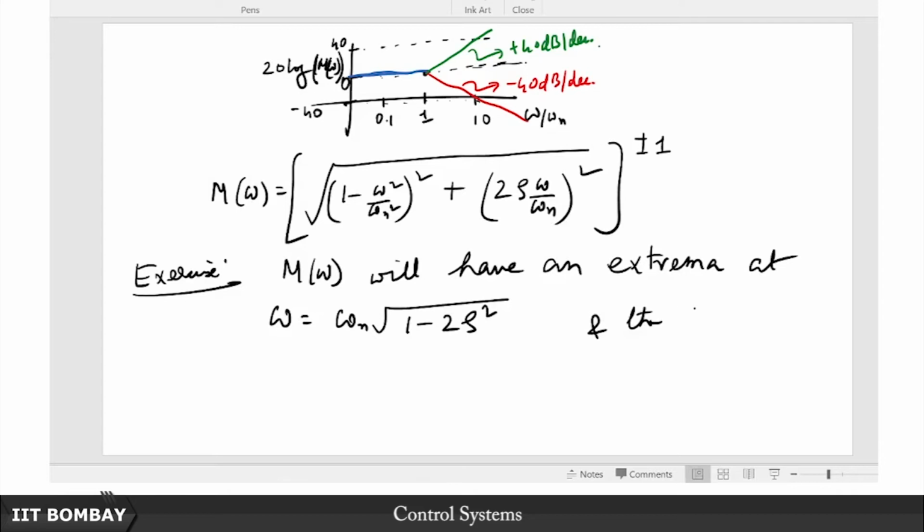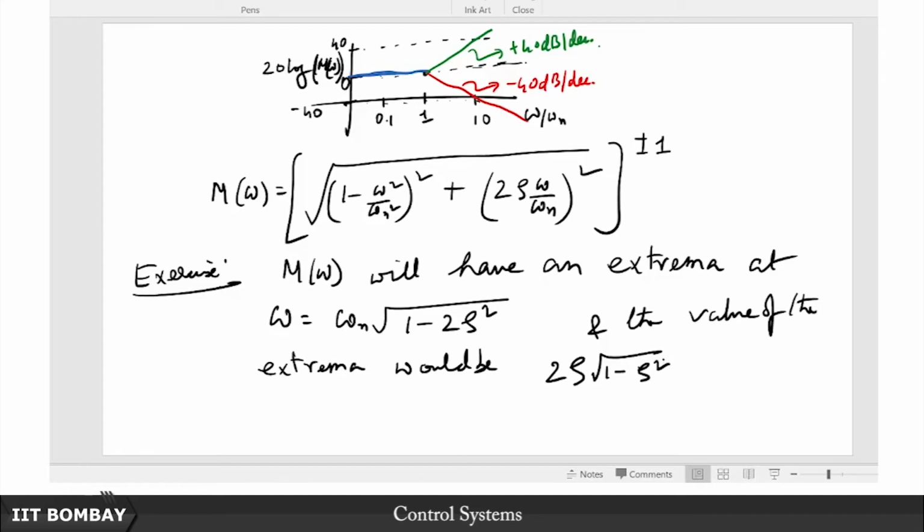and the value of the extrema would be 2 zeta times the square root of 1 minus zeta squared, to the power plus minus 1, depending on whether it is a pole or a zero. So, I leave it to you as an exercise. It is not really difficult.